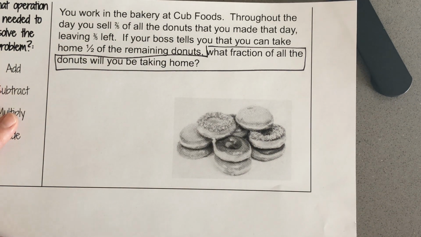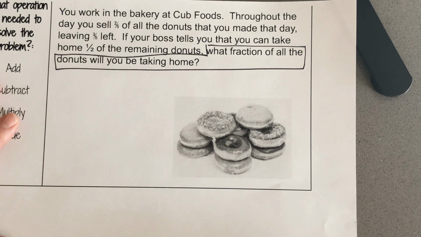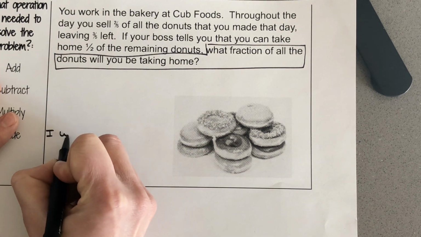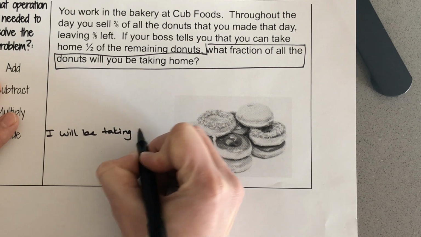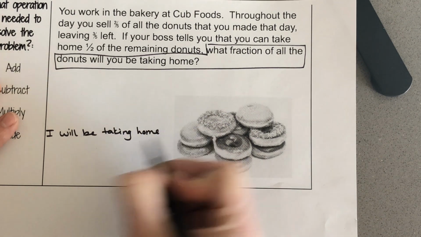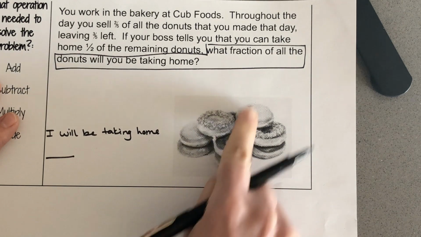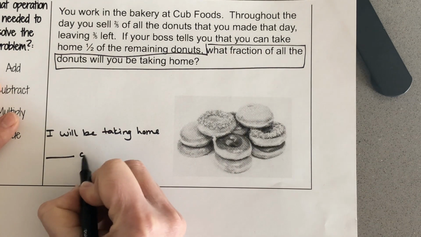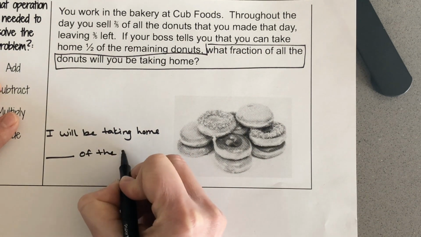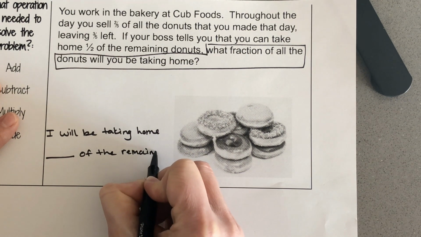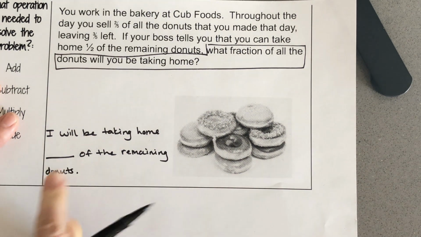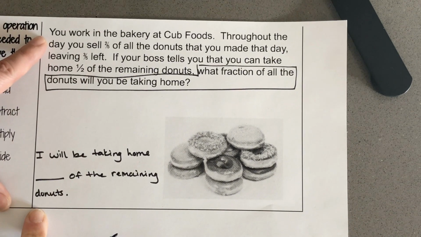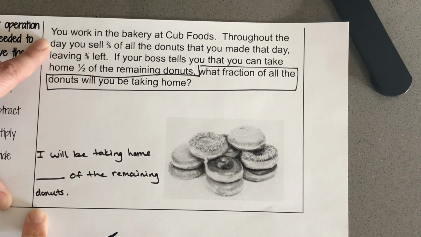So when it comes to my sentence, I'm going to make sure that I put in there that it's the remaining donuts. I will be taking home blank. This is going to be a fraction, right? What fraction blank of the remaining donuts? I always think as clear as I can be in my sentence here, it helps me when I'm trying to figure out what I'm doing up here.